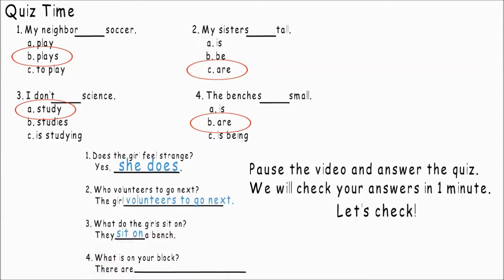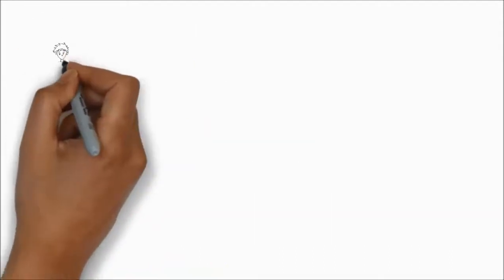What do the girls sit on? They sit on a bench. What is on your block? There are houses on my block. Now you could put any answers here as long as you answer the question correctly.